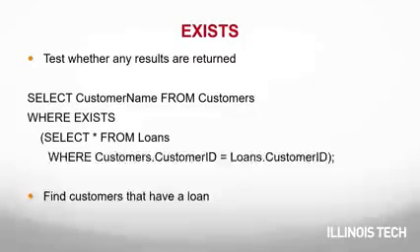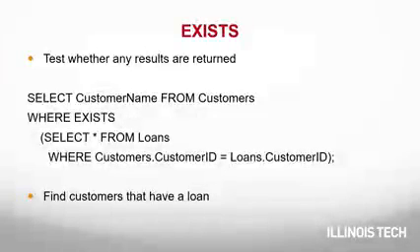So often we'd like to test whether any results are returned from a select statement. Are there any customers that have a loan? I'd like to find all the customers who have at least one loan. I could do that using a join, but that might be expensive. If some customers have a lot of loans, I might have to retrieve a lot of data, which I don't really care about. All I care about is, is there at least one loan?